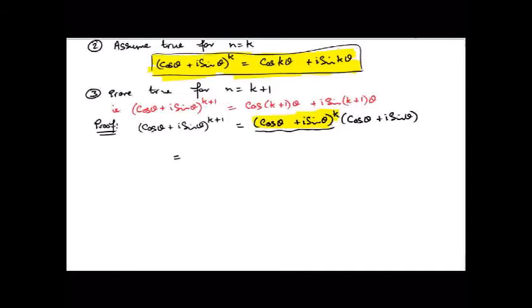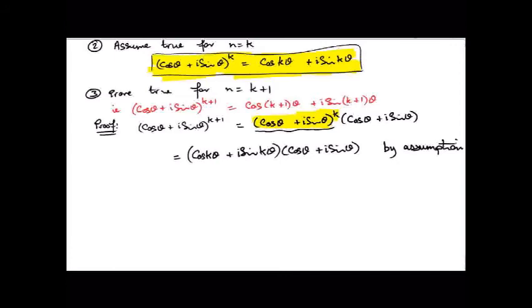So that means what I can do is put in cos k theta + i sin k theta instead of the yellow bit, multiplied by (cos theta + i sin theta). And I need to say there, by my assumption. Is that okay? Without the assumption, I would not have any legal right to put that in there. Is that okay? Now, do you notice anything now? What are we doing now?